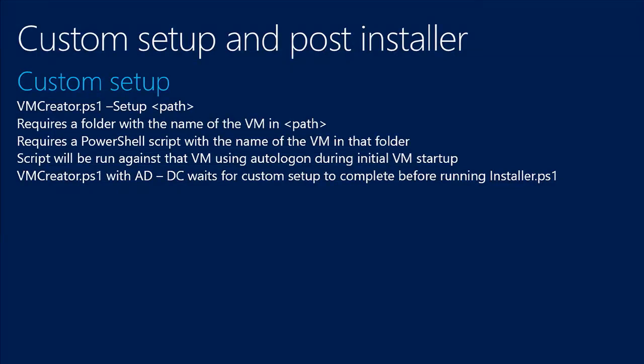If on VM Creator you add a switch -setup and then give it a folder name, it will look in that folder as it creates each VM. It'll look in that folder to see if there's a subfolder with the same name of the VM that it's creating. If there is, it copies the content of that folder into that VHD as it's creating it, sets it to auto log on, and if there's a PowerShell script in there, again with the same name as the VM, that will get run by auto log on before any of the installer stuff happens.